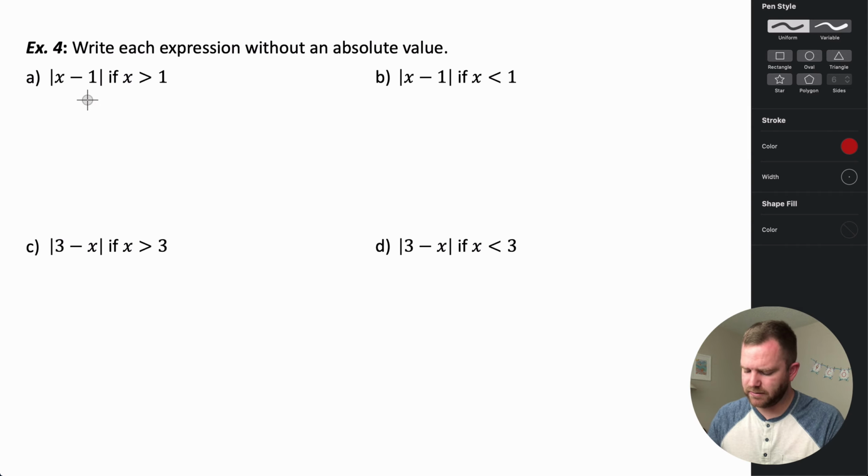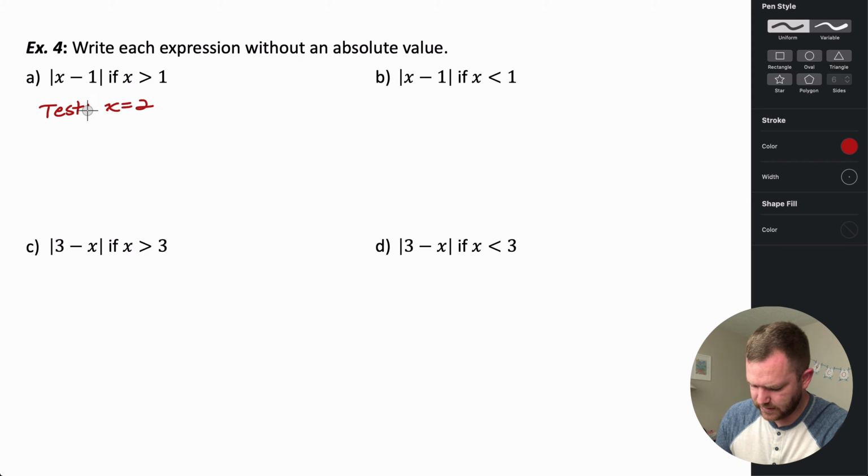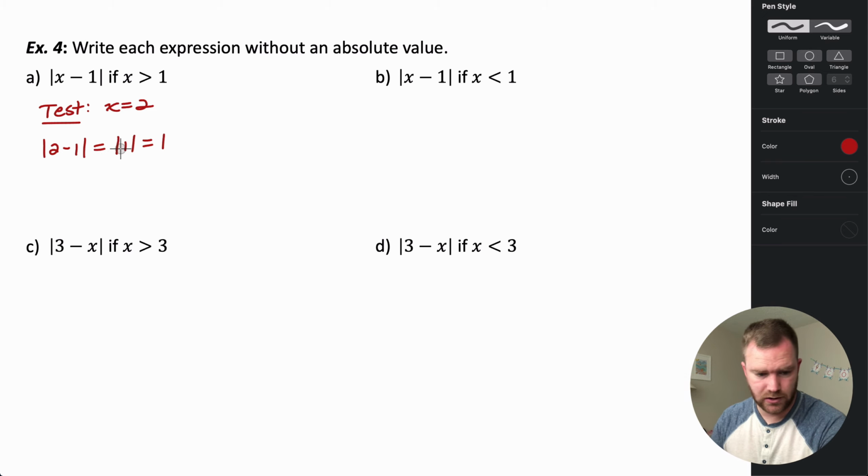So we have the absolute value of x minus 1, and we're told if x is greater than 1, find an equivalent expression. So if x is greater than 1, let's go ahead and just test a value. So let's test x equals 2. If we plug it in, the absolute value of 2 minus 1 is the absolute value of 1, and we know the absolute value of 1 is just 1. So when I plug 2 in, my result is exactly the same as my simplified argument, right? Once I simplify my argument, I get the same result as what was put in.